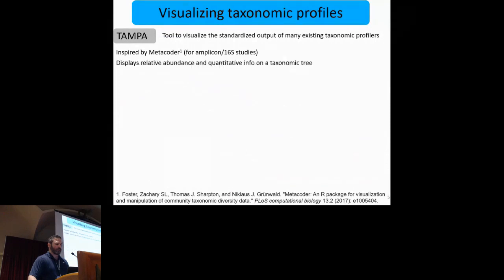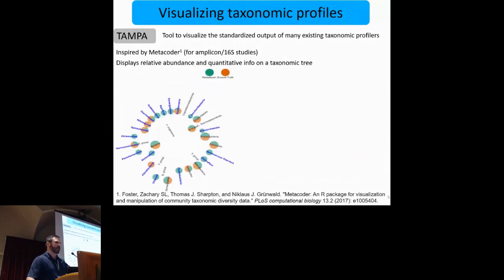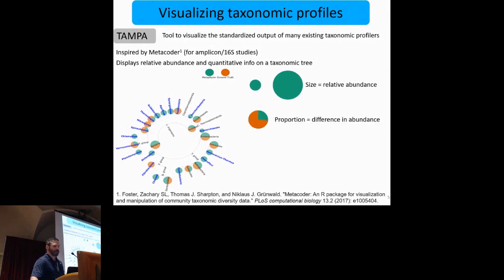Inspired by Metacoder, we can display the abundances and quantitative information on the actual taxonomic tree. So this is an output of TAMPA, and you can see here that we are comparing the outputs of Metaphlan compared with the ground truth. The little discs on the tree represent the relative abundance in one of the samples. Each one of these little discs is kind of like a pie chart, and that's going to tell you the differences in relative abundance between the couple of tools that you're comparing. Also, some of the text here is in blue bold, and that is emphasizing significant differences or differences above a user-specified threshold.